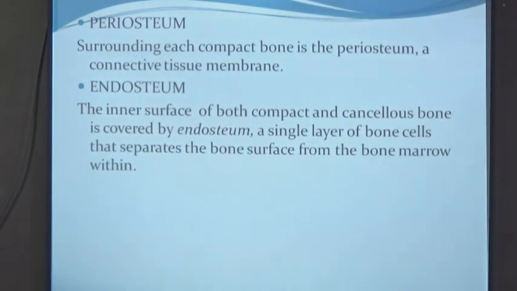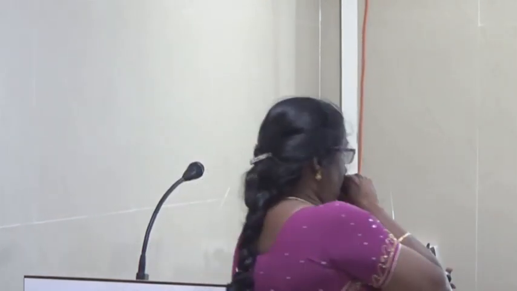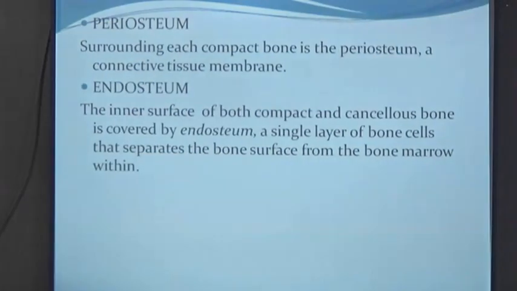Okay. So in case they are asking about periosteum, they are putting an MCQ with 4 options, you have to write it is a connective tissue membrane. Some people will write outer membrane. No, it is a connective tissue membrane. Surrounding each compact bone is a periosteum, a connective tissue membrane.